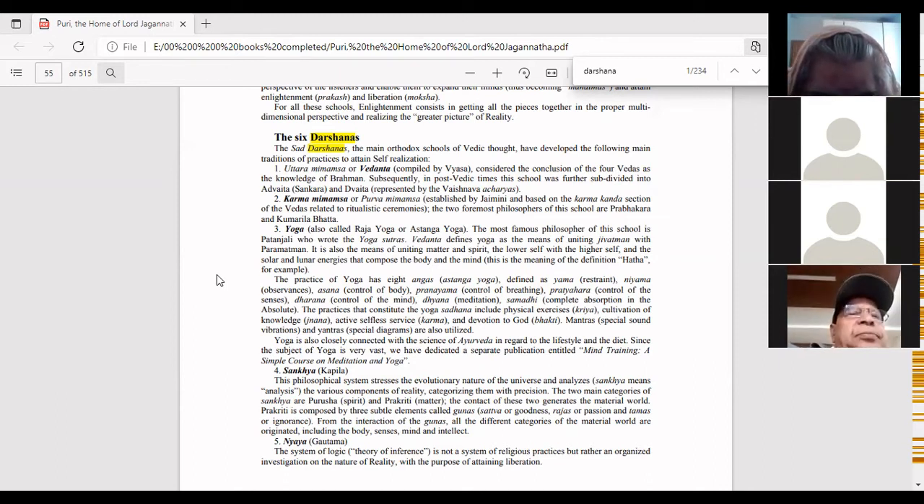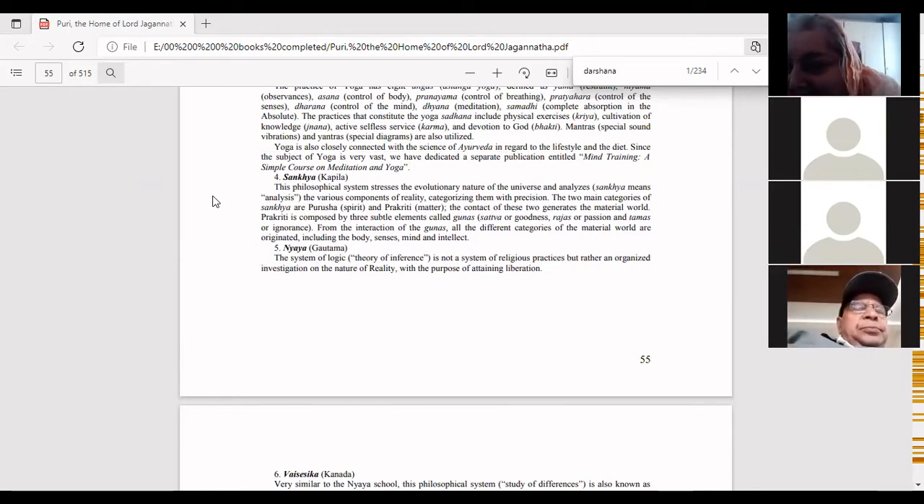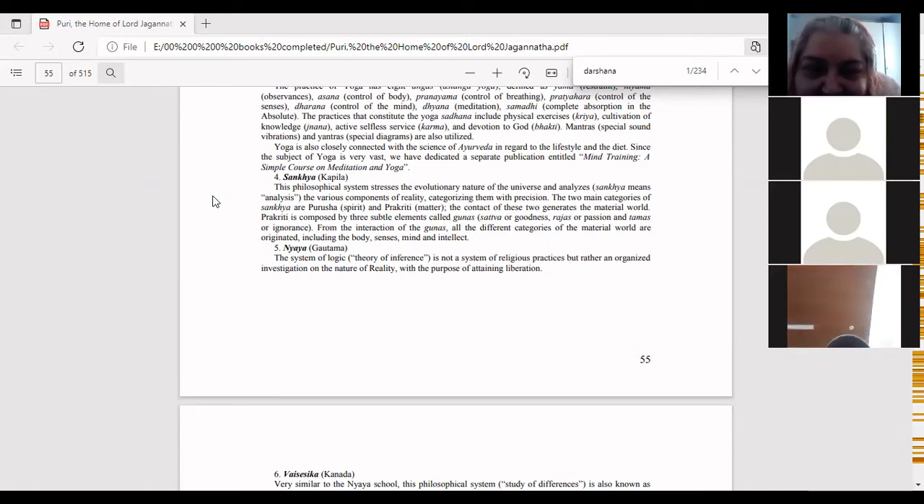Then we go to Sankhya. In this list, we have the Sankhya, which is also called Sankhya Yoga in the Gita, if you notice. So Sankhya is usually described as a philosophical system that stresses the evolutionary nature of the universe and analyzes the various components of reality, categorizing them with precision. The word Sankhya means analysis or counting, enumerating, right?